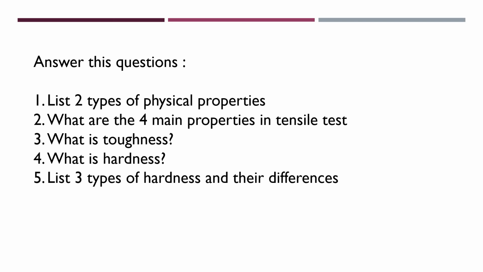And lastly, for today's class, I shall ask you to answer these questions. The first one, list 2 types of physical properties of a material. Number 2, what are the 4 main properties in tensile tests? Let me give you a hint: one of them is ductility. Number 3, what is toughness? Number 4, what is hardness? And number 5, list 3 types of hardness and their differences.